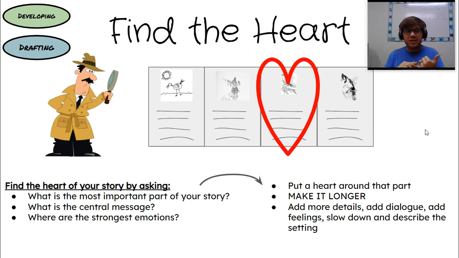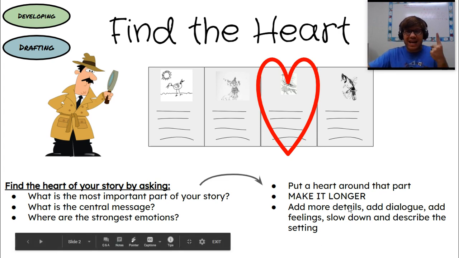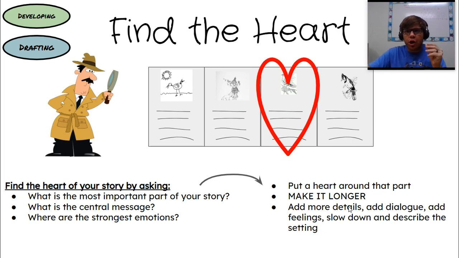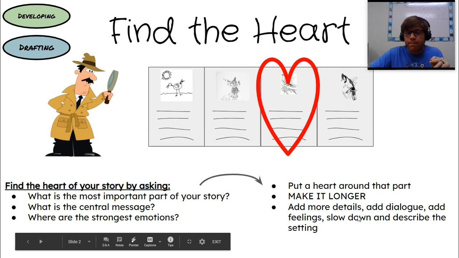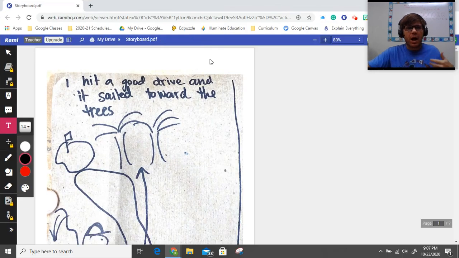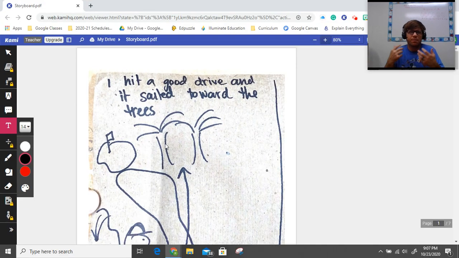That has the most detail. That has dialogue. It has the character's feelings and thoughts. You know what? Writers slow down and describe the setting. So, watch what I'm going to do. I'm going to look for mine. What is the most important part of my story?